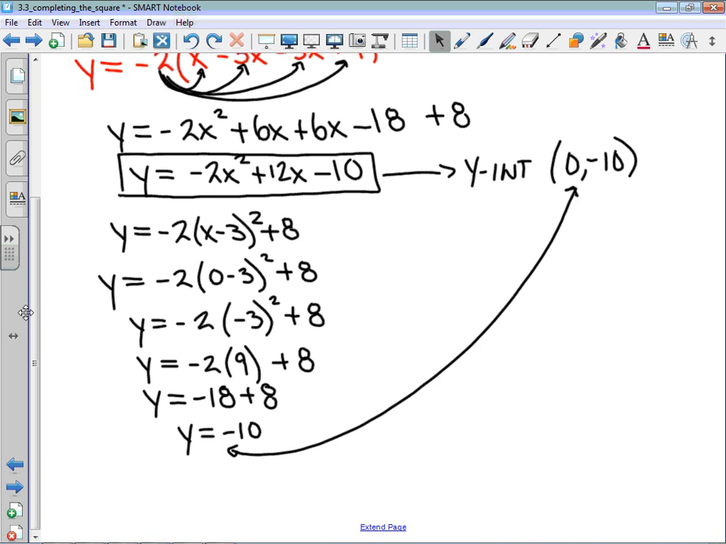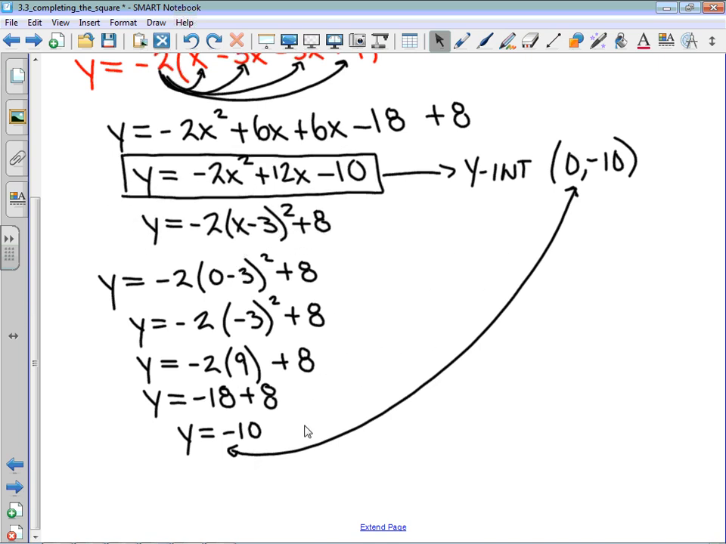If you want to do that in more detail, you should graph your standard form, this guy right here, graph your vertex form, and make sure that the graphs are identical. That's a really solid technological way of verifying as well.